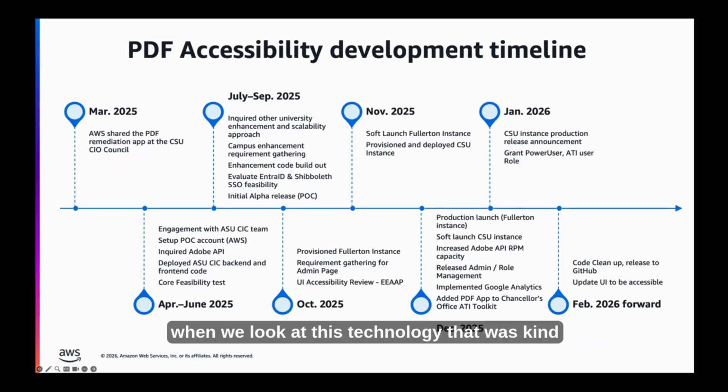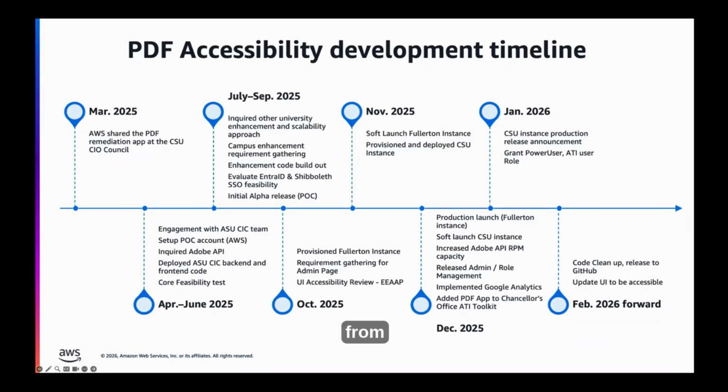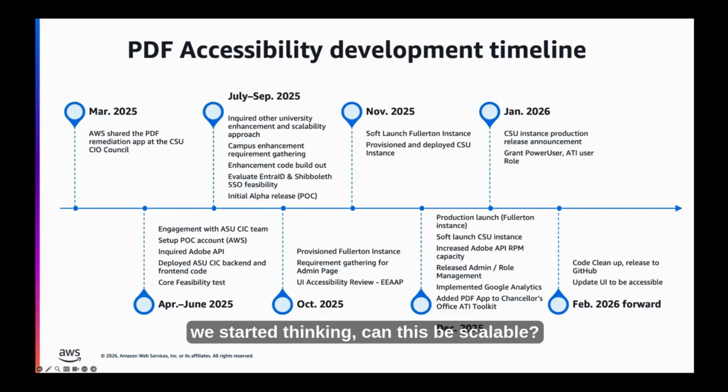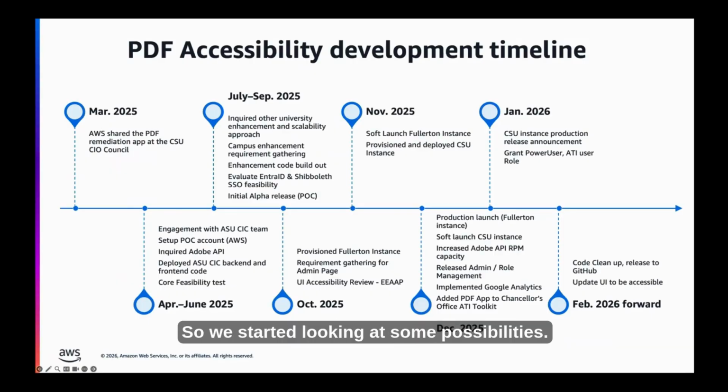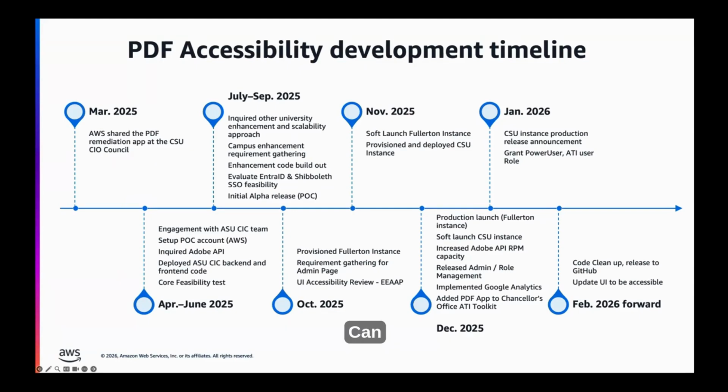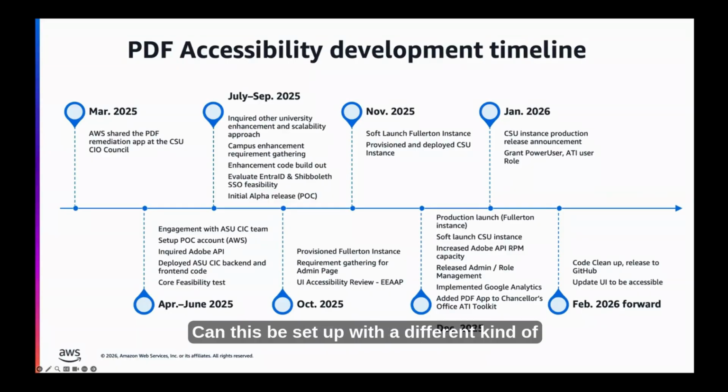So when this technology was introduced to us back in March 2025 from AWS to our CIO Council, we started thinking, can this be scalable? Can we deploy this not just from a single campus and then expand it across the entire CSU? So we started looking at some possibilities. Can this be set up as a single sign-on? Can this be set up with different kinds of models? Just like Corey mentioned, you took the base solution and you look at the code, and you see what can I do.